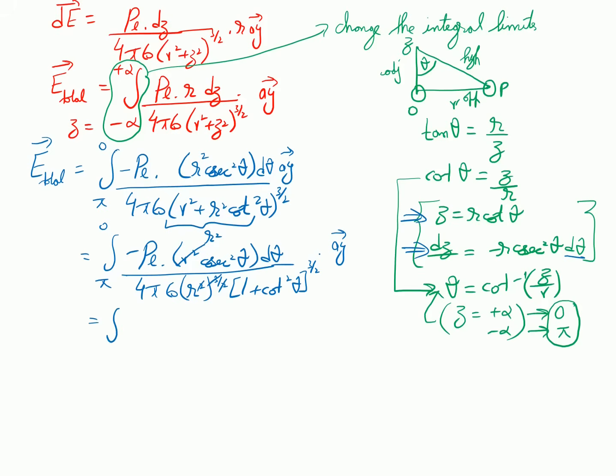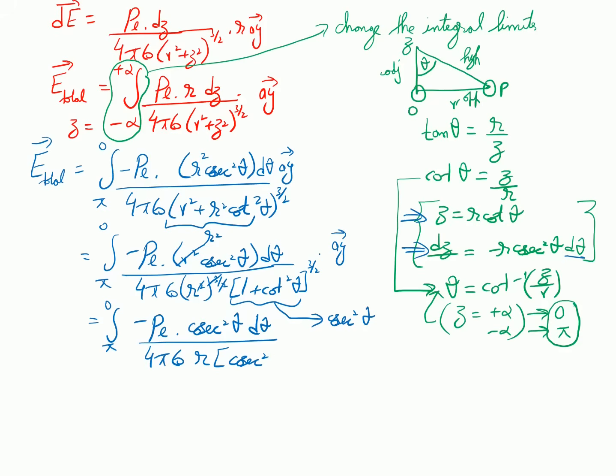So then my equation further moves to get simplified as minus rho of L cosecant square theta d theta divided by 4 pi epsilon naught. So here I'm left with r, and this 1 plus cot square theta becomes, as an identity, cosecant square theta. So I can write it as cosecant square theta with the power of 3 by 2. And if I bring it out from the brackets, the square and the square cancel out, and this cosecant square is going to be cancelled out with this cube.